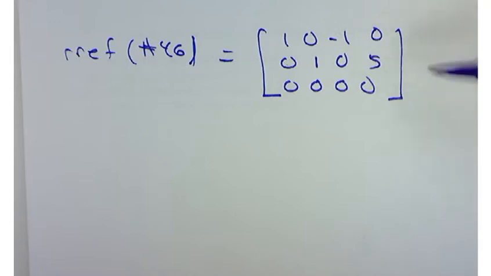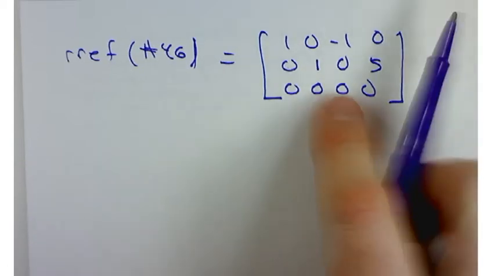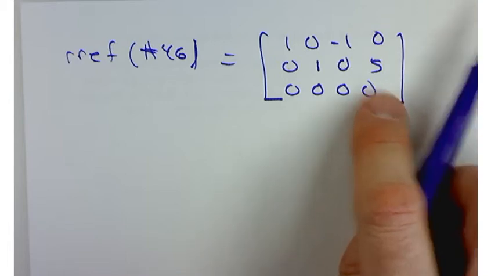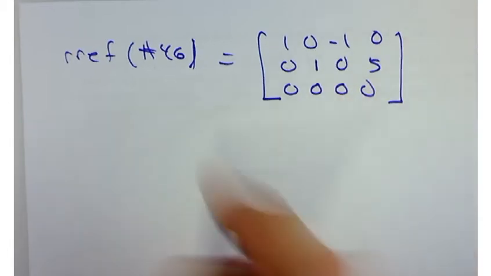Except there's a problem here with problem 46. Can you see it? Yeah, the 0, 0, 0. Does that mean it's inconsistent? No, because really this says 0 equals 0, which is true. So we're okay there. But let's see what else it says.